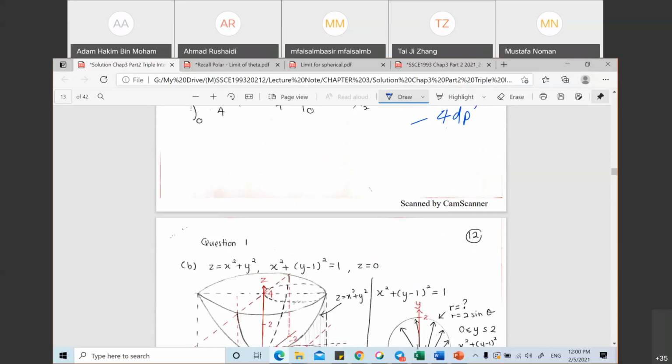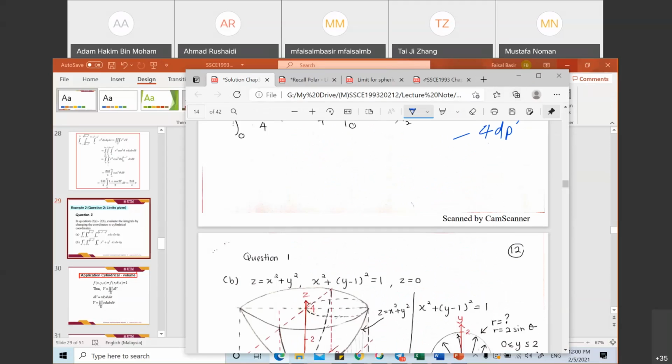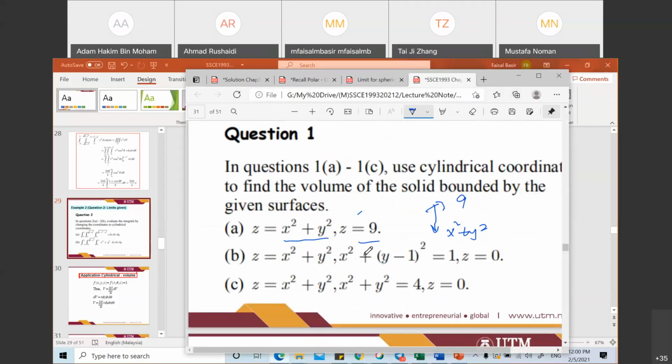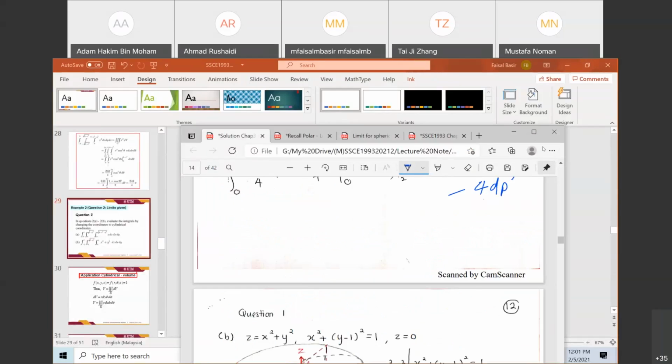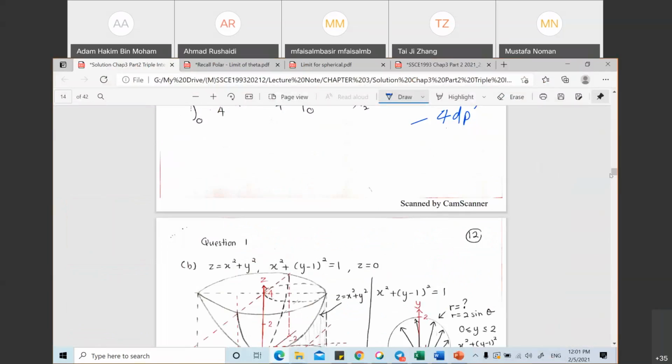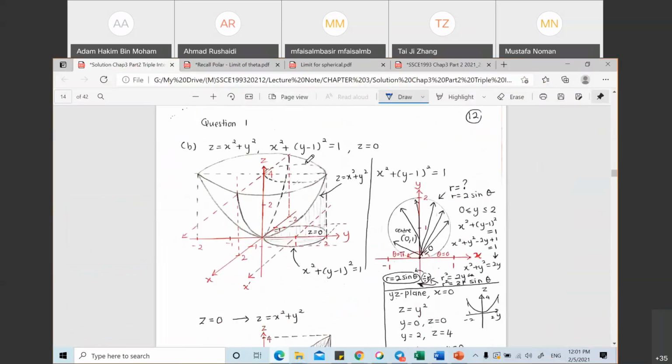Okay, we see the other question, which will be 1B. Okay, let's see this. I think it's a circle. This is clearly z equals 0, and then we have z equals x squared plus y squared, again a paraboloid. So the circle is shaped here. The circle will lead to a cylinder, and this is the paraboloid, and z equals 0 is clear.